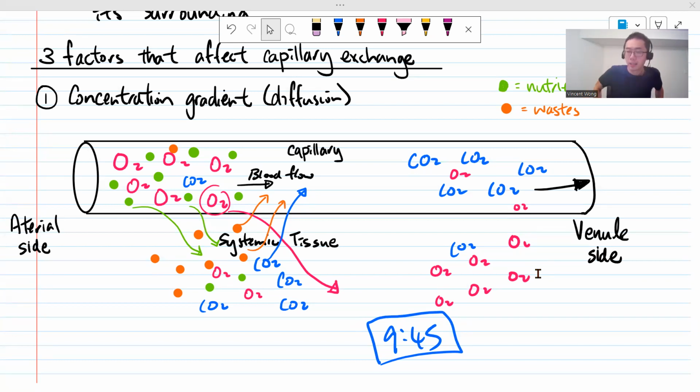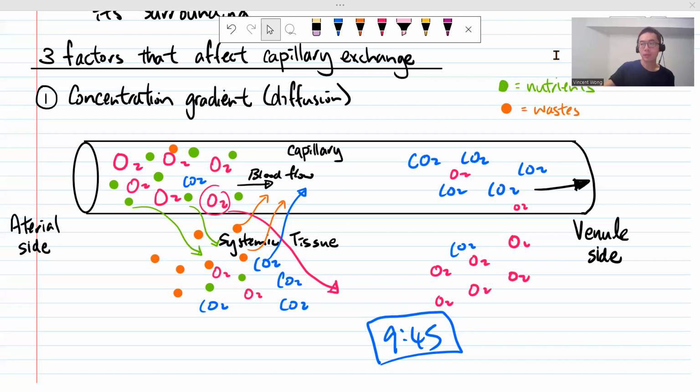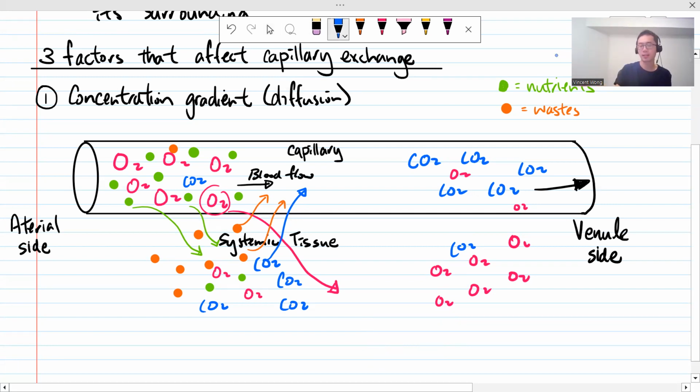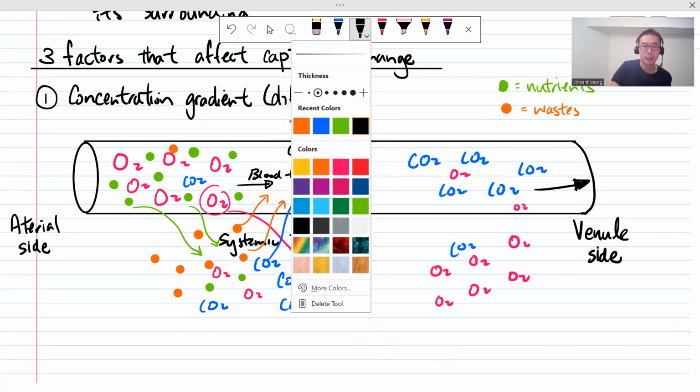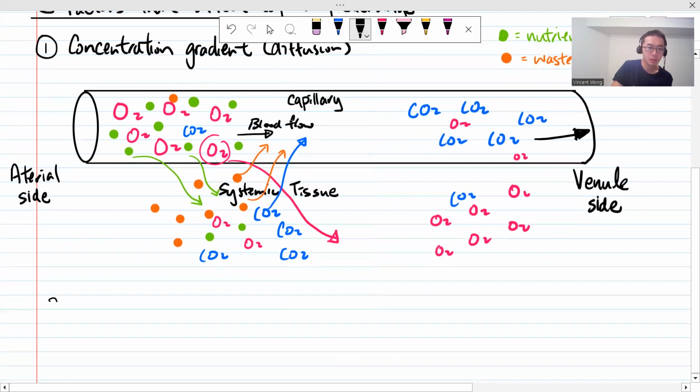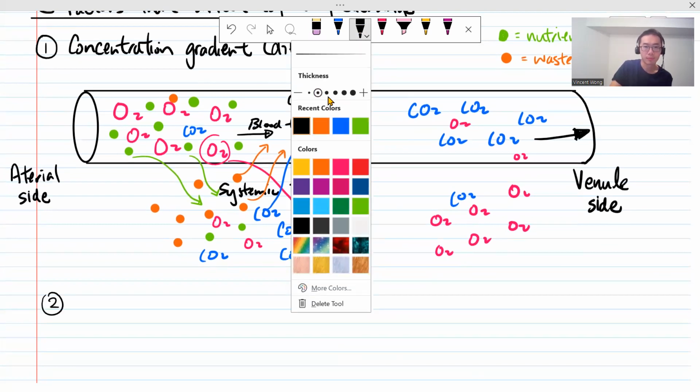Okay, hopefully you had a chance to refresh yourself. We're going to continue with the notes here. So we were talking about capillary exchange, which is how things move in and out of the capillaries. And one of the factors that affects this process is concentration gradient. The next factor we're going to talk about is blood pressure.